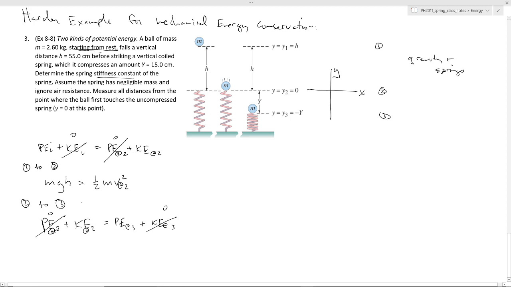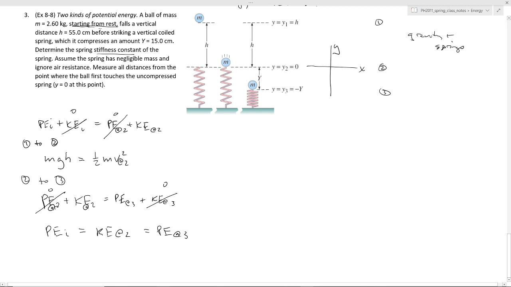Now, notice that the potential energy initial equals the kinetic energy at 2, and the kinetic energy at 2 equals the potential energy at 3. So we can string these all together also: potential energy initial equals kinetic energy at 2 equals potential energy at 3. I suspect you may have been like, yeah, I see that already, but I just wanted you to see that we can break that down into pieces if we want. Sometimes it's easier to think about it step by step than to go immediately from the energy in the initial configuration to the final configuration.